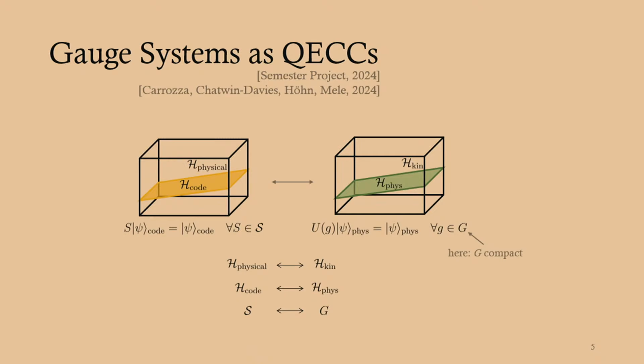So we just identify the physical space in which we encode quantum information as the kinematical space. We understand the code subspace as the space of physical states in the gauge system, and then the gauge group plays the role of a stabilizer group. Now, the important question to ask is, if we make these identifications, what kind of errors can such a quantum error correction code correct?